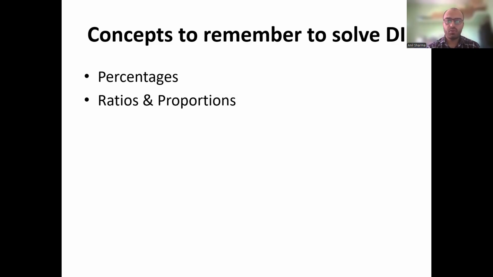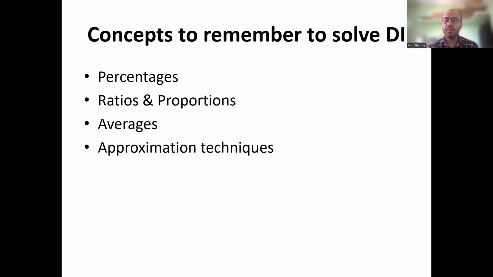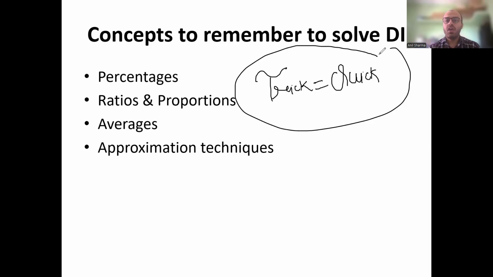Next is ratio and proportion, quite obvious. Next is averages, and last is approximation technique. If you are aware of all these topics, then when we discuss this in detail in another lecture, I will tell you some interesting tricks. Why tricks? I have already told you, because we need quickness in you guys. That is why we need tricks to solve the problems.